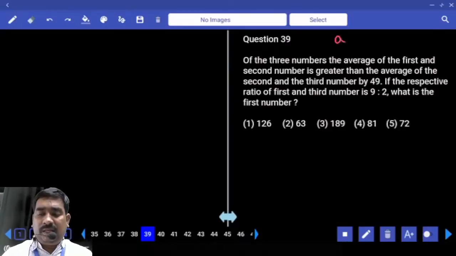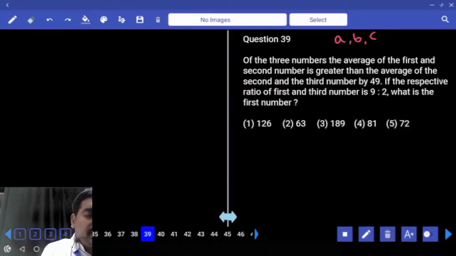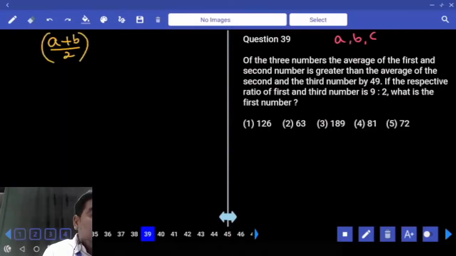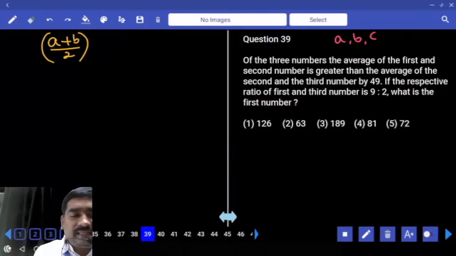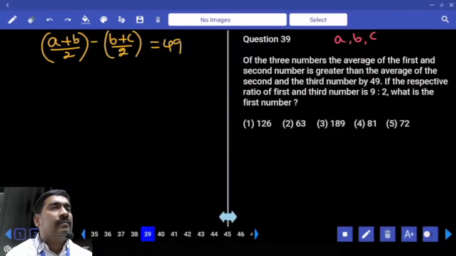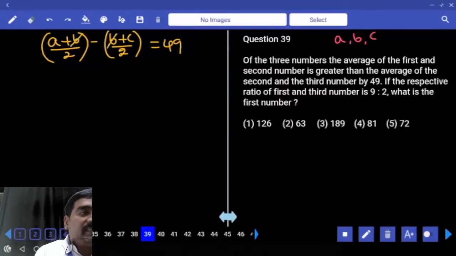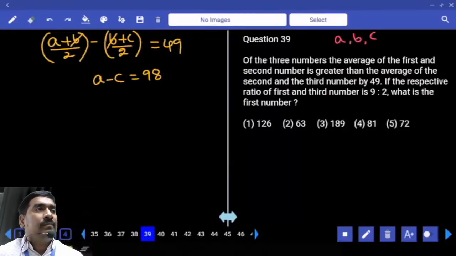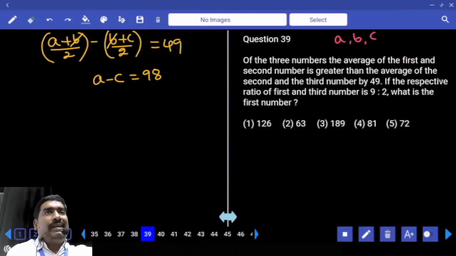Let the three numbers be A, B, C. Average of first and second number means (A plus B) by 2 is greater than average of second and third number, (B plus C) by 2. The difference between these two averages is given as 49. Plus B minus B gets cancelled. From this, A minus C equals 49 times 2, which is 98. A minus C is first number and third number.